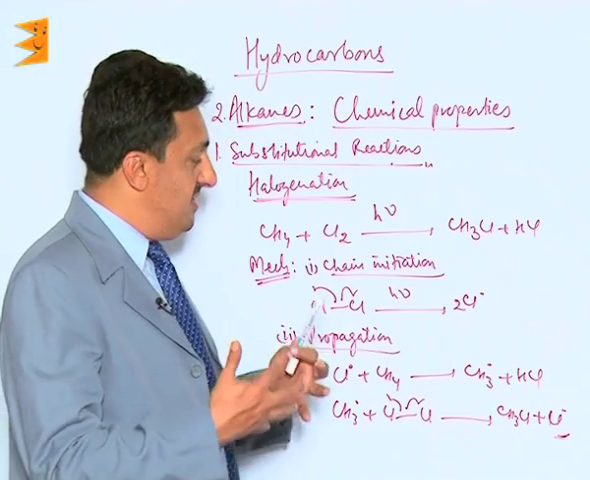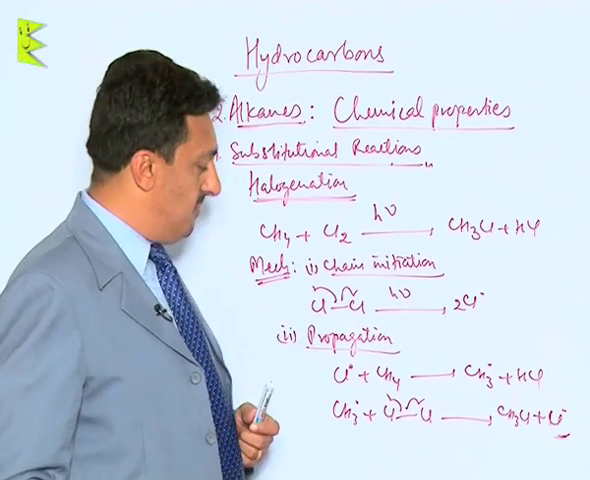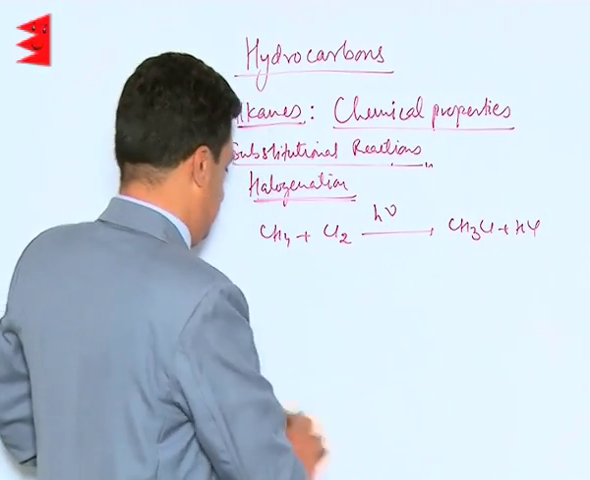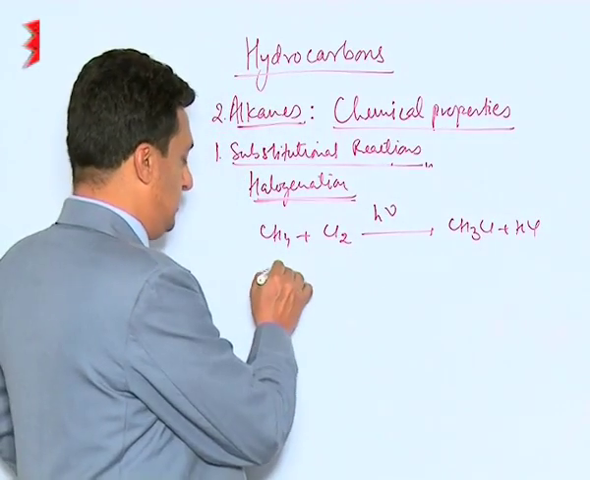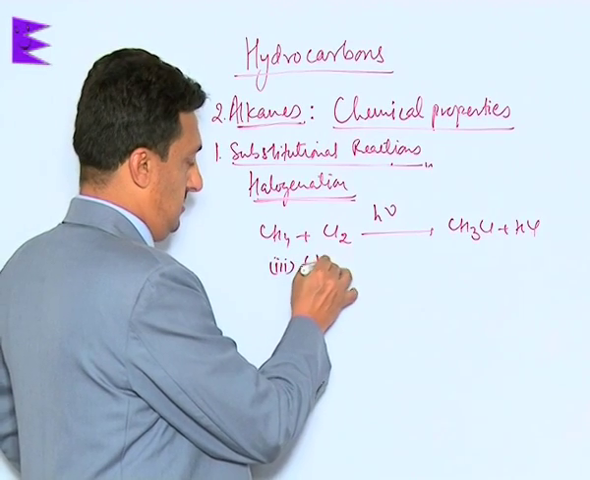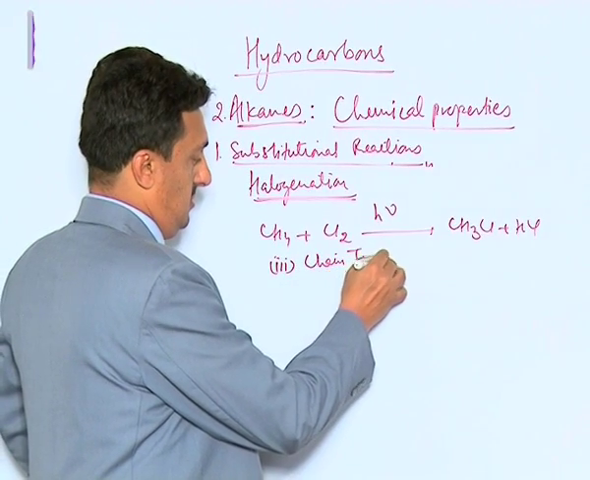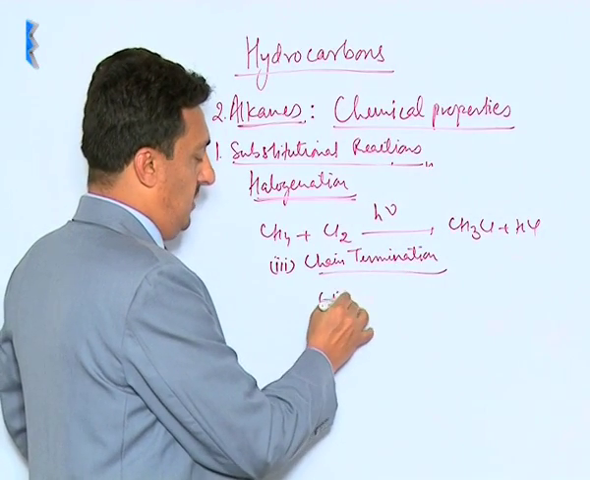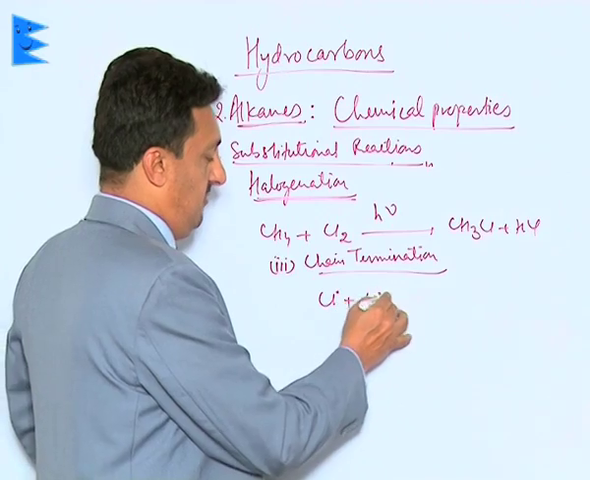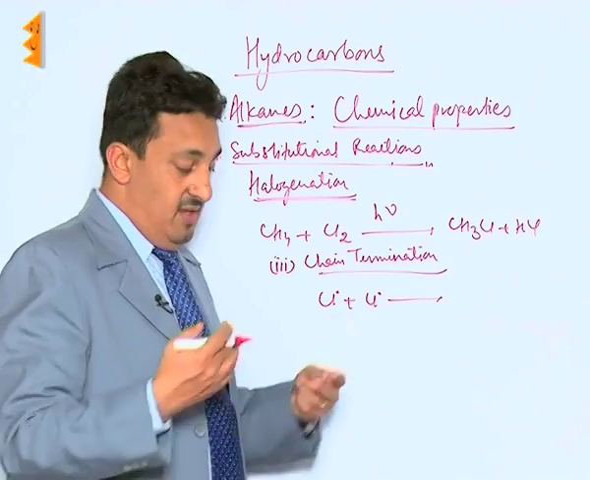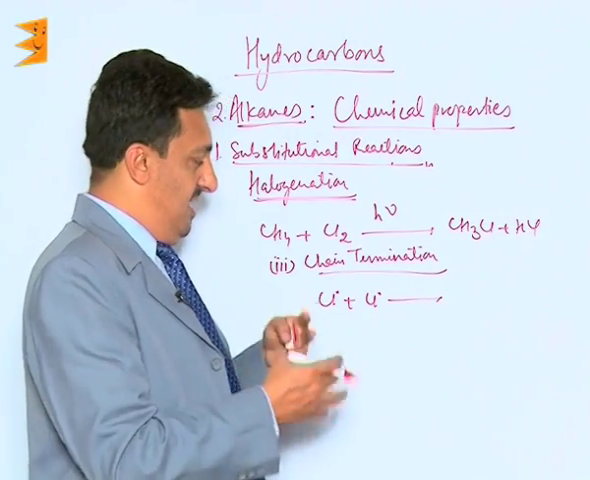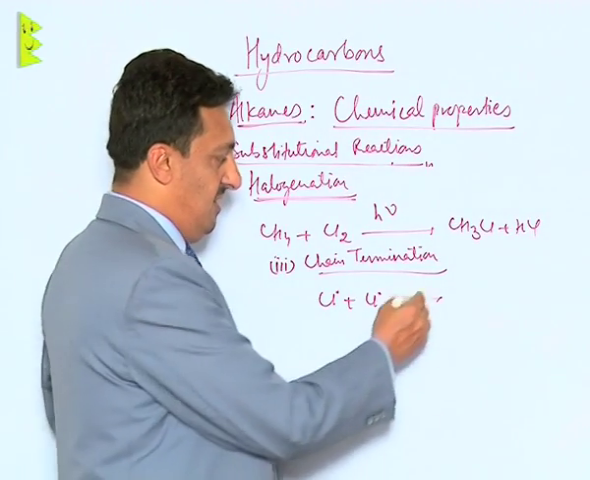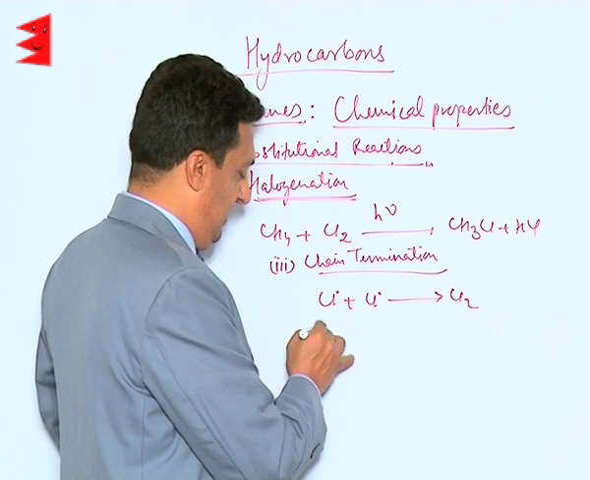Now where do these reactions stop? These reactions stop at a stage which is called chain termination. Chain termination is the third step. In this, whatever radicals are there in the reaction mixture combine with each other, because as their concentration increases, the probability of collision between these radicals increases. So what we get is a product like Cl-Cl.